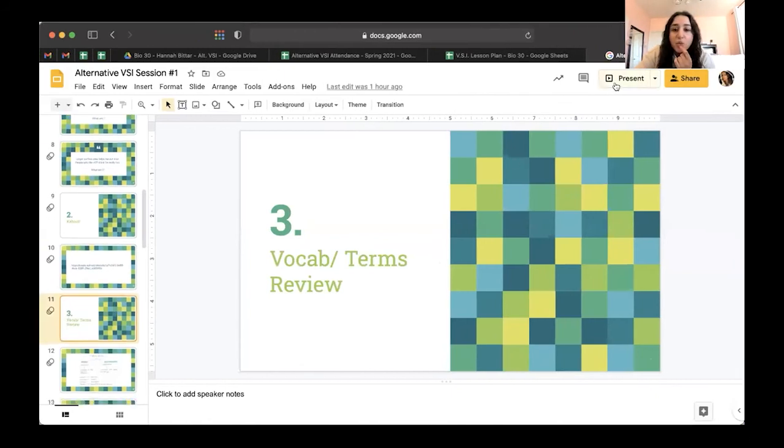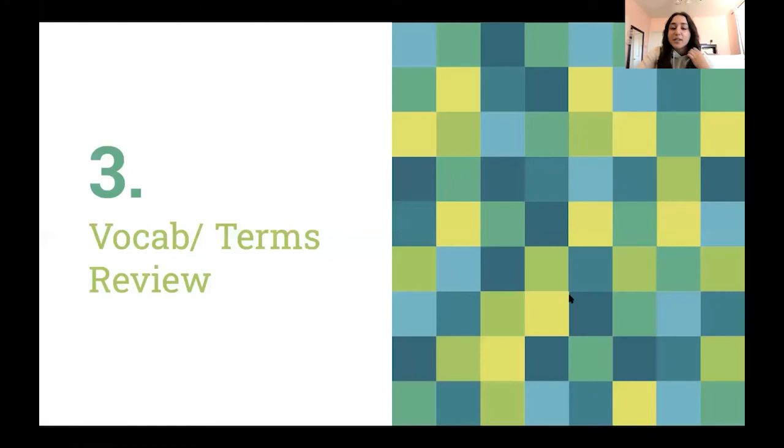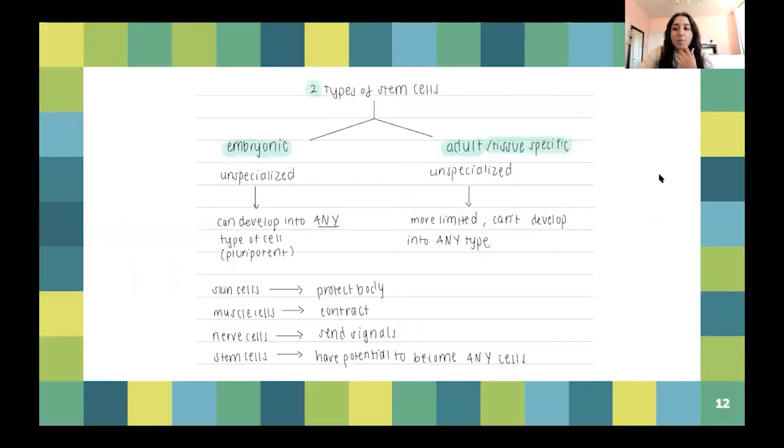Okay, we're going to review some important concepts. I've written down some notes for you guys, and we're just going to review them. So, two types of stem cells. We have embryonic, which are unspecialized, undifferentiated stem cells. And we also have adult, tissue-specific stem cells. These are also unspecialized. So we're talking about pluripotent versus multipotent. Embryonic would be pluripotent: they can develop into any type of cell, whereas adult tissue-specific cells are still unspecialized, but they are multipotent. So they're a little bit more limited than embryonic stem cells. You should note that about the two types of stem cells: embryonic and adult.